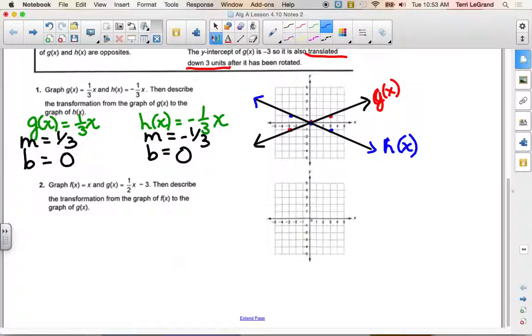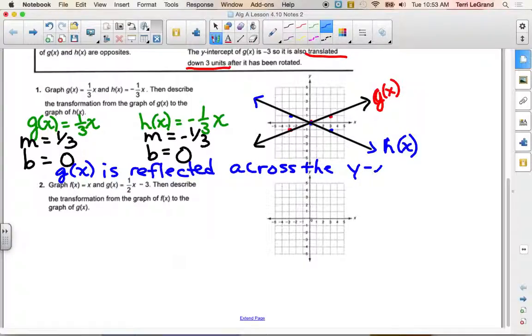And the y-intercept didn't change, so it didn't translate. So we're going to say for this one that g of x is reflected across the y-axis. G of x is reflected across the y-axis. Because reflections can happen over the x-axis too and over other things, so we do want to be specific and say across the y-axis, okay?